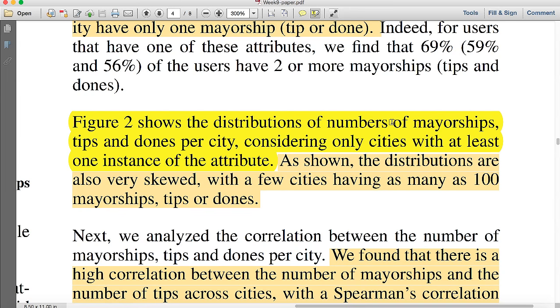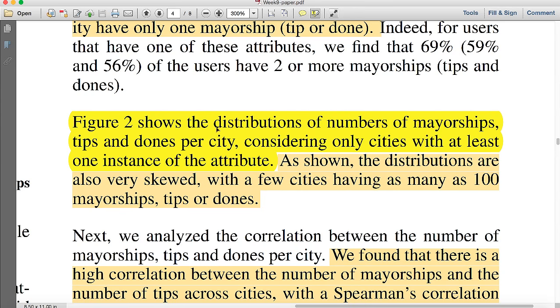So essentially you wanted to see whether from a city, you're able to get a lot of mayorships, tips and dons. This can actually help find out how the data is. As shown, the distributions are also very skewed, with few cities having as many as 100 mayorships, tips or dons.